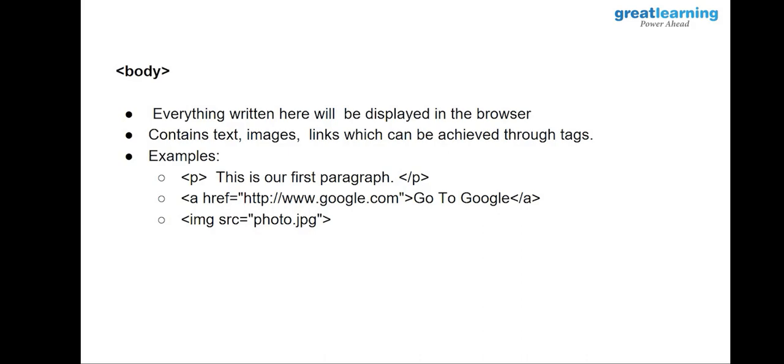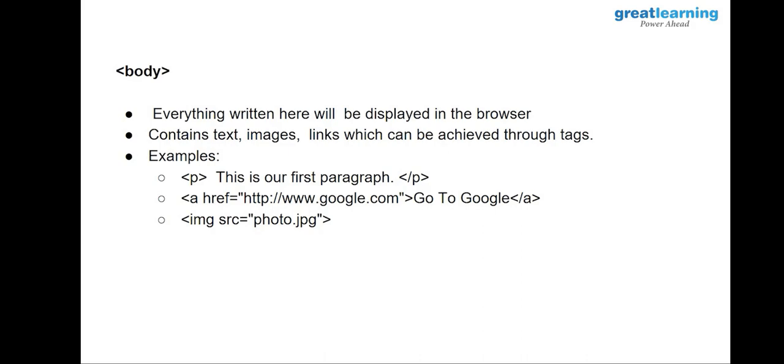For example, this is a paragraph tag, P. This is a starting tag, and then there's a closing P tag. Whatever we write in this tag will act as a paragraph. Then we have some links. There will be a link which says go to Google. It will be underlined, and when you click on it, it will go to the Google page, www.google.com. If you want to add some images, there's an image tag. It's a self-closing tag.